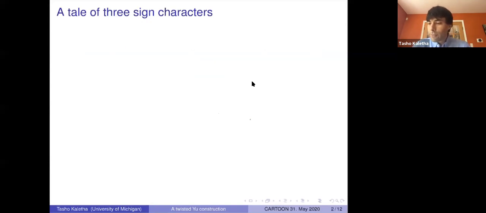I'm calling it A Tale of Three Sign Characters, and I want to introduce these, at least in notation, because these were the objects that pointed to us that the U construction will have to be modified. The first one I'll be calling epsilon sharp, the next one epsilon flat, and the third one epsilon f. I'm introducing them in notation now so that as I progress with my talk, you'll be able to spot when they arise and how they come up. Eventually I'm going to explain what they actually are, and I'll write down formulas for them.